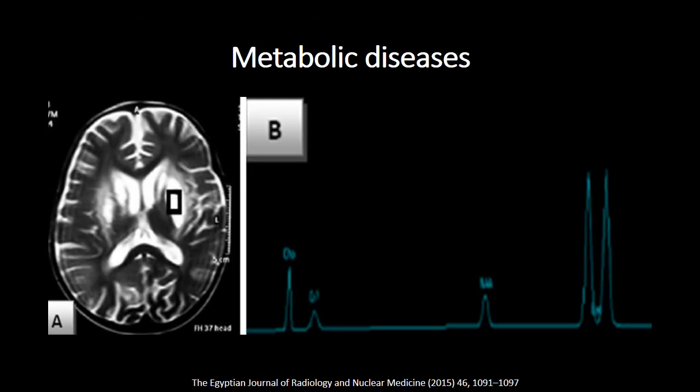Now let us see a few examples of metabolic brain diseases on MR spectroscopy. This was a case of Leigh's disease, which is a mitochondrial disorder with progressive neurodegeneration. This case shows abnormal signal hyperintensity in bilateral basal ganglia, and spectroscopy obtained from the left basal ganglia region shows an elevated lactate peak.